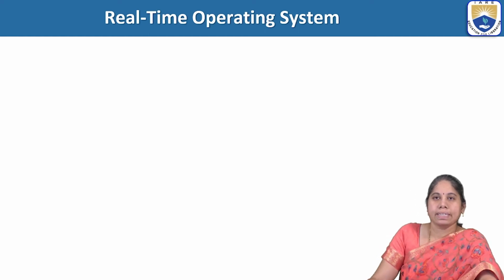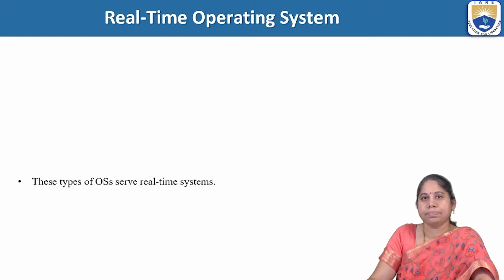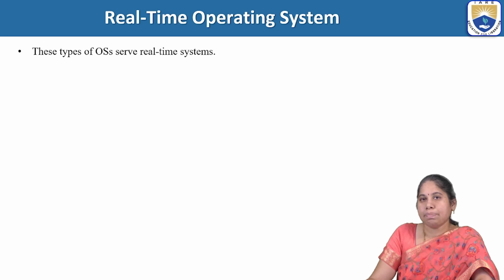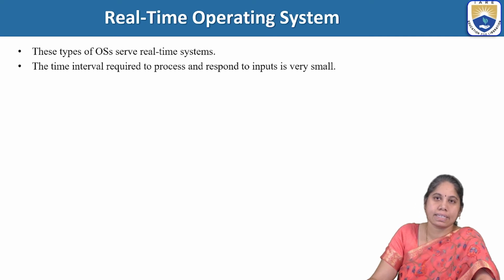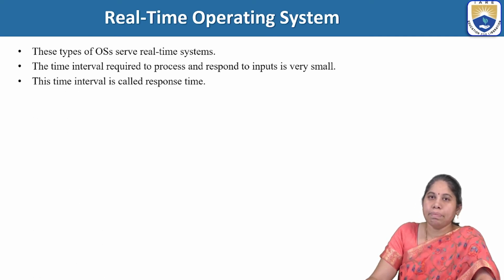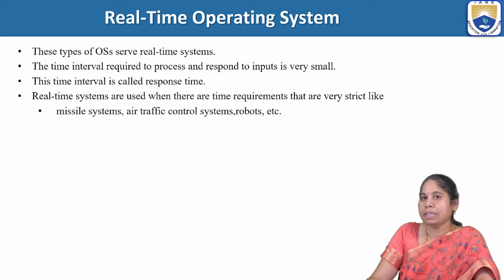So, coming to the next one, the real-time operating system. These types of OS serve real-time systems. Here the time interval is more important. Time is more important, and we use this real-time operating system for critical task operations. The time interval required to process and respond to inputs is very small. This time interval is called response time.